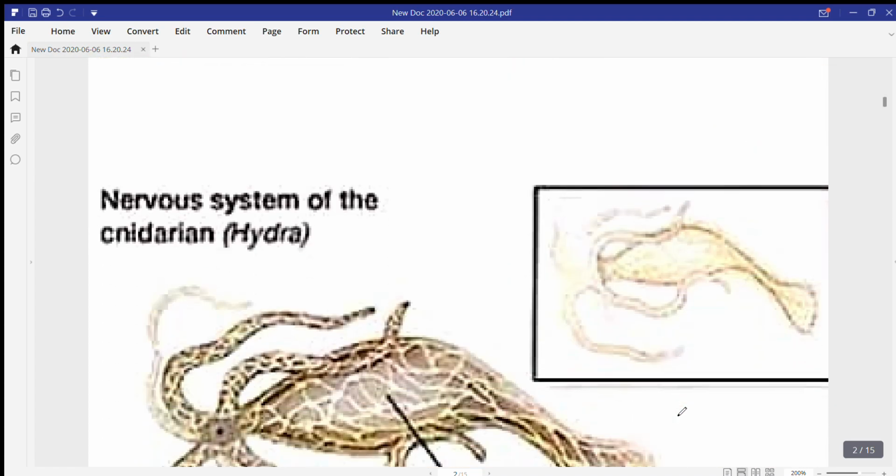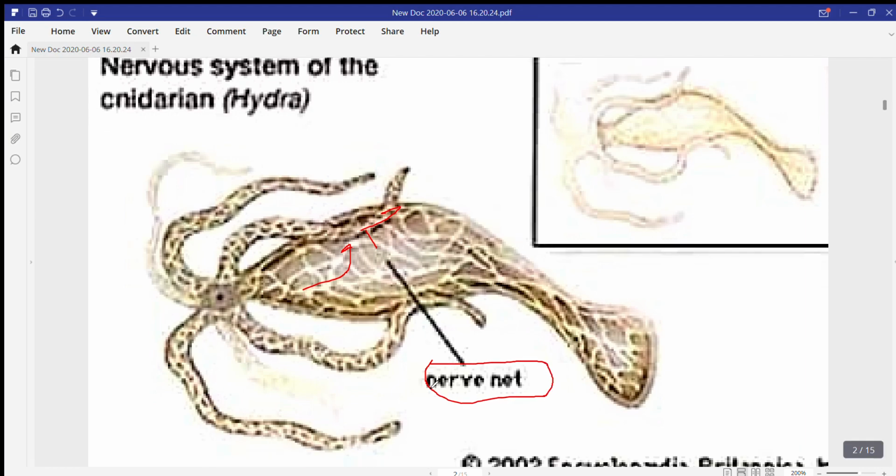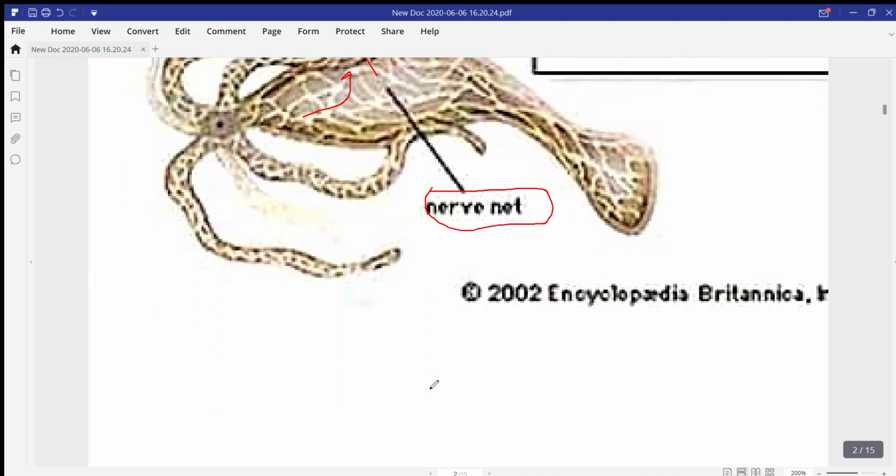Here you cannot say how many dendrites or axons there are, but these nerves form a nerve net-like structure. So you cannot predict how many dendrites or axons there are. They have a diffuse type of nervous system, you can say.